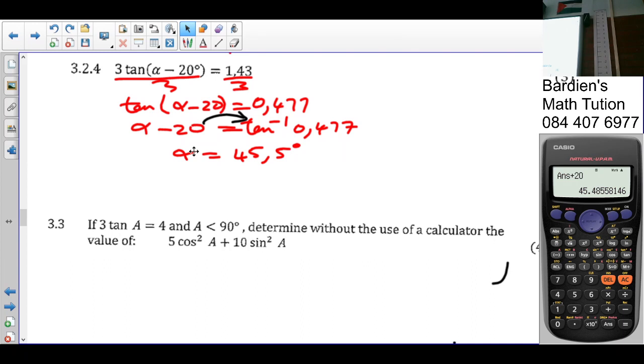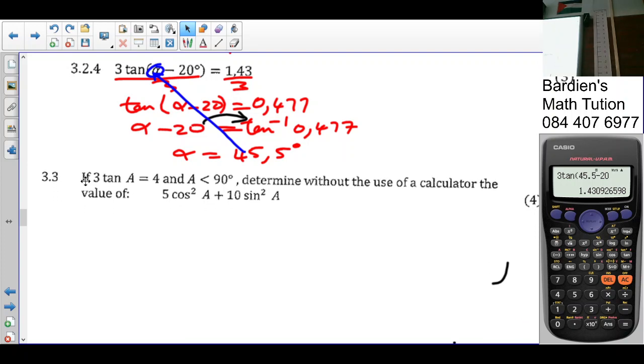And we can check it, people. Wherever we see alpha, we put that value. Since I calculated the first answer, I just press the answer button. So I say 3 tan of answer minus 20 degrees, which should give you an answer of 1.43. As you can see there, it's exactly that, since I've used the answer button. However, if I had punched in 45.5, you will see it's a very close answer to 1.43. So the answer button is more precise.